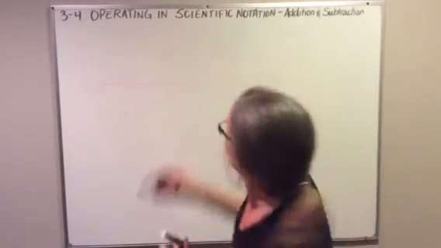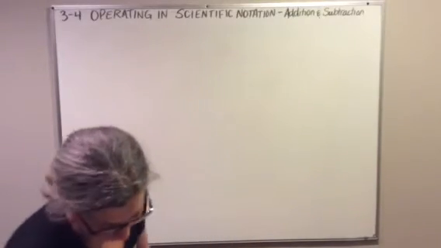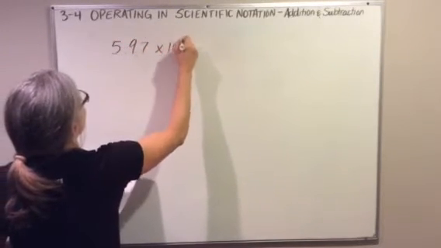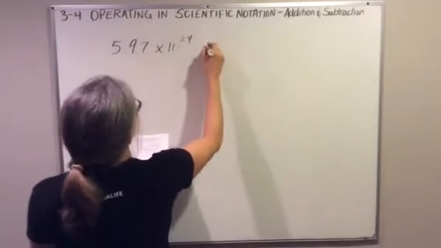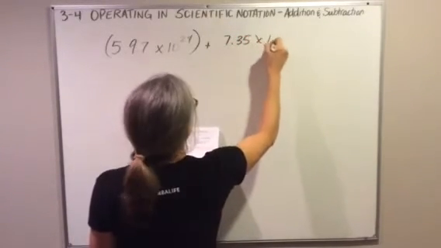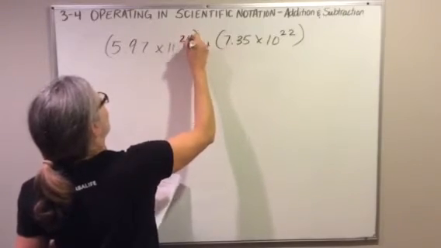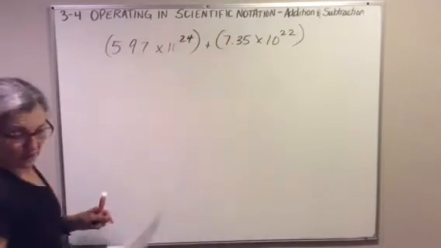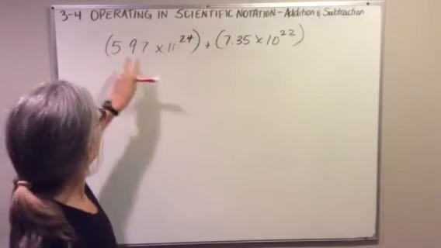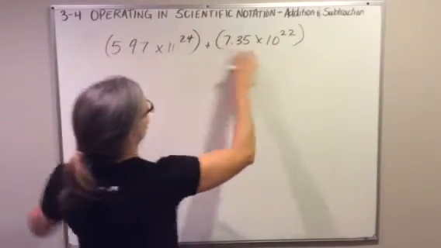Well, here we go. All right, so we're going to take 5.97 times 10 to the 24th, and we're going to add that to 7.35 times 10 to the 22nd. So we have to have the same base 10. This one has the higher exponent. So whichever one has the higher exponent, let's leave that one, and let's put this one at the higher exponent, then we can line them up and add them.